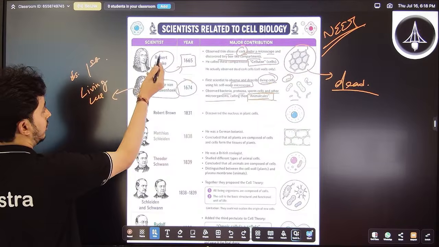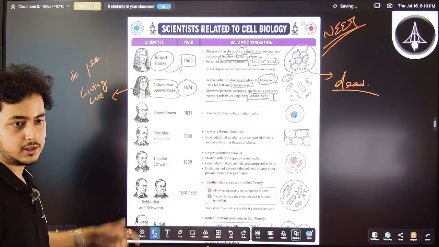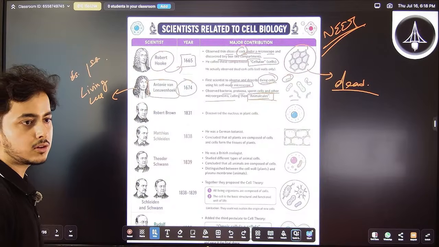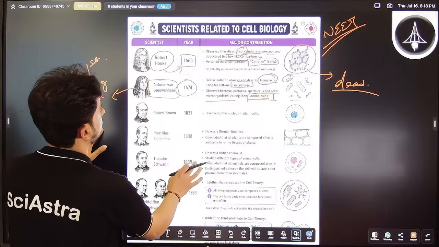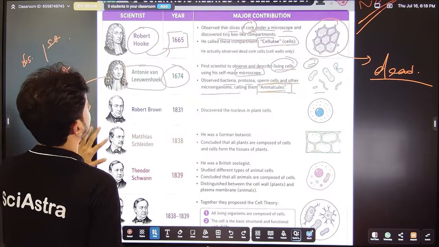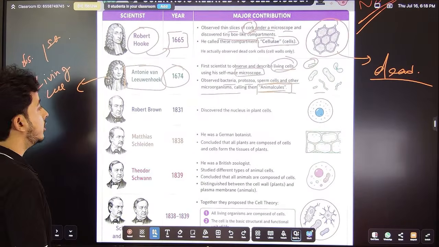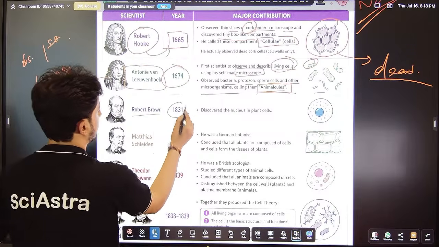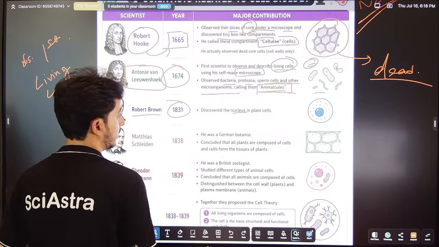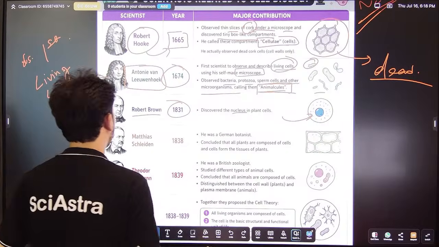First living cell. Robert Hooke observed the first dead cell. Okay, is this clear? If you want zoom, then I can do. Okay, I hope this is clear now. Then comes Robert Brown in the year 1831. He discovered the nucleus in the plant cell.